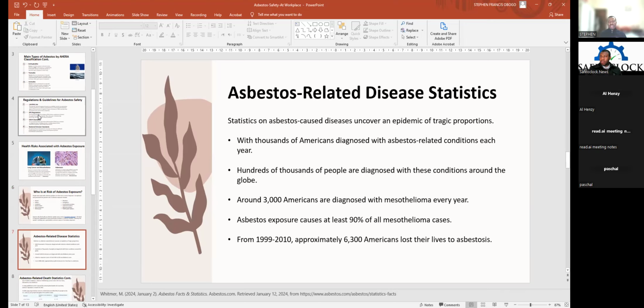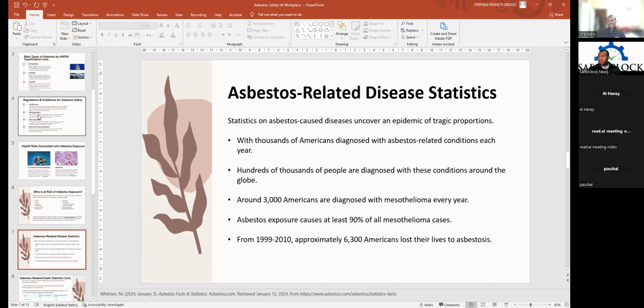And when we look at it globally, the statistics, because I just want to focus on information from sources within the United States, the statistics of asbestos-caused disease uncover an epidemic of tragic proportion, with thousands of Americans diagnosed with asbestos-related conditions each year. Hundreds of thousands of people are diagnosed with this condition around the globe. Around 3,000 Americans are diagnosed with mesothelioma every year. This is in America alone. Imagine what goes on in other parts of the world, where things are not even regulated. Asbestos exposure causes at least 90% of all mesothelioma cases in the United States. So the others are just 10%.